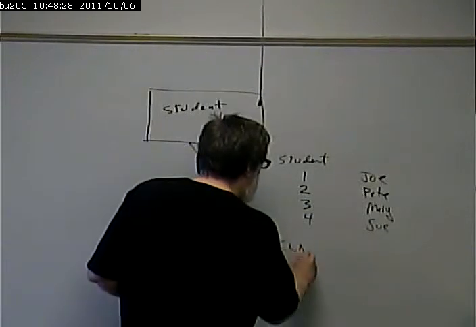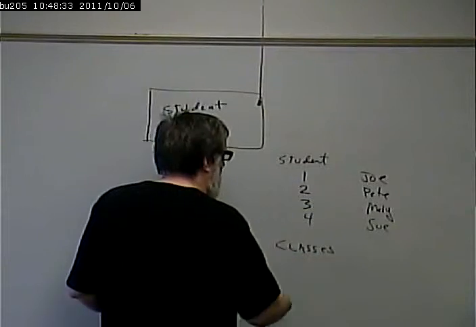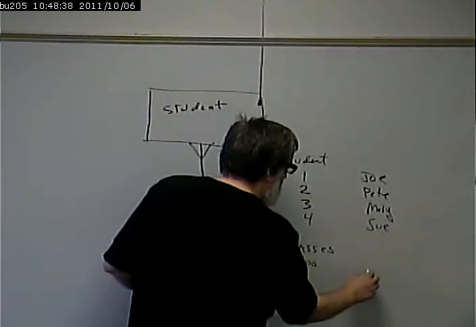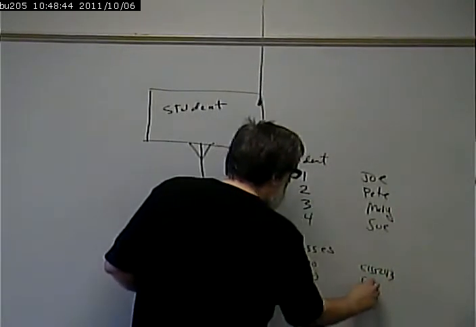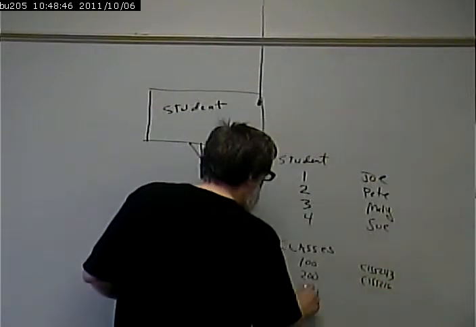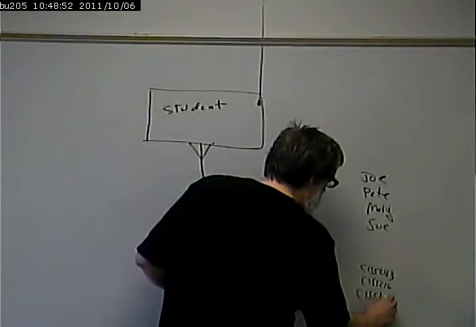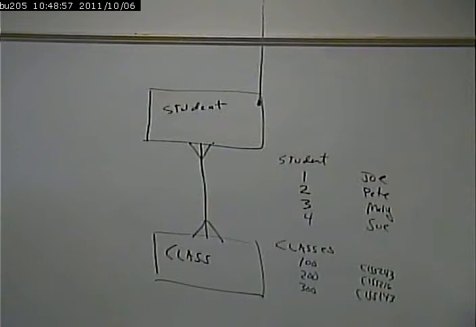And let's say the classes are this. And just to make it obvious, I'll make the class IDs in the hundreds. So class 100 is CISS243. Class 200 is CISS216. Class 300 is CISS143. Let's say Joe takes CISS 143 and CISS 216.